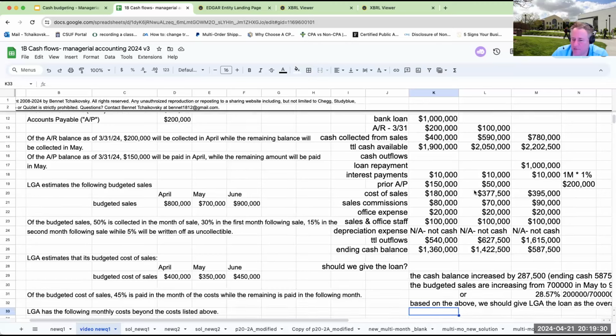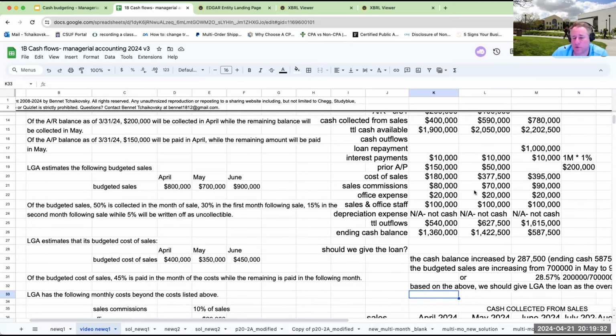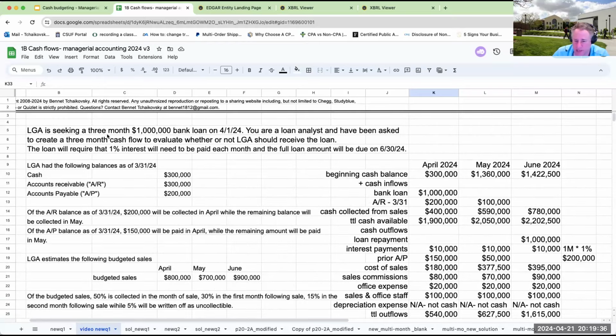But in any event, for my class, one of the questions I will be asking, and I always ask this on my Chapter 20 exams, is I give this type of scenario, and then I'm going to have you prepare a 3-month cash flow projection.